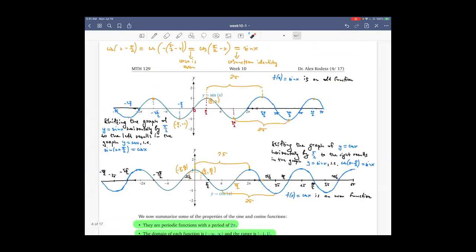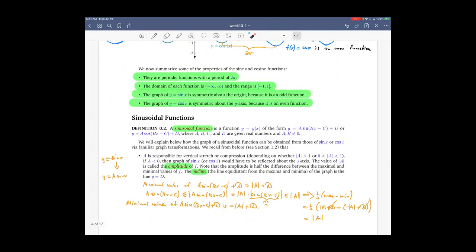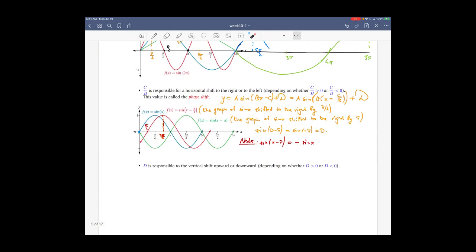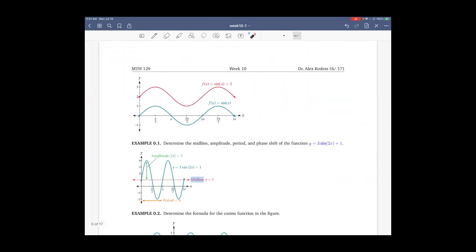the last parameter d simply is vertical shift, which changes the midline. If d is positive, we're shifting upward. If d is negative, we're shifting downward. Here are some pictures. This here is the classical sine x, and parallel shift by 2 units upward results, of course, in the graph of sine x plus 2.